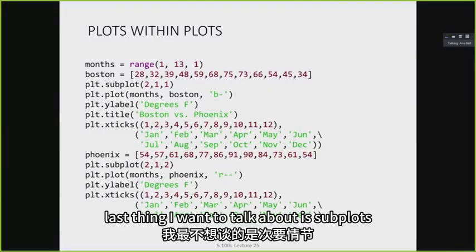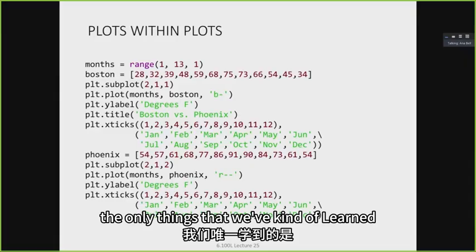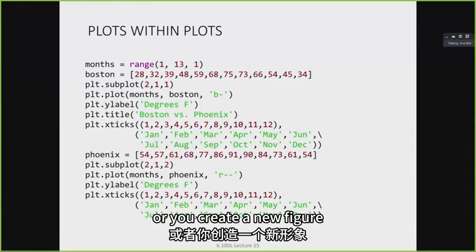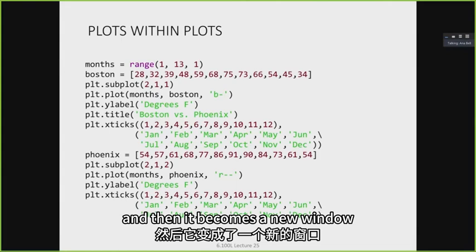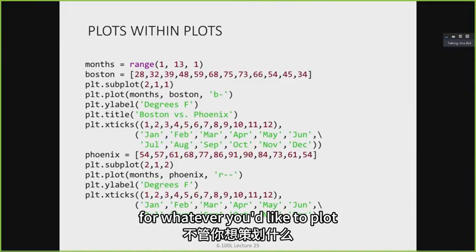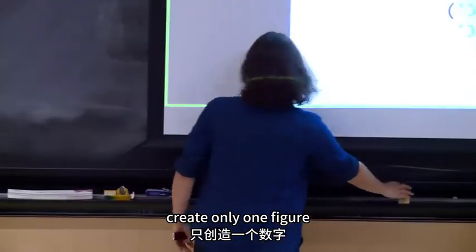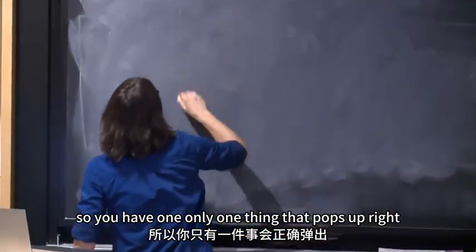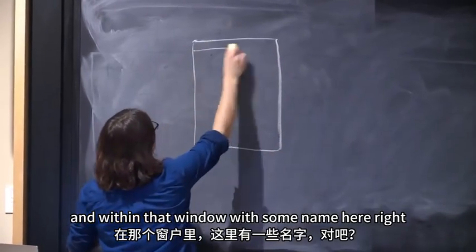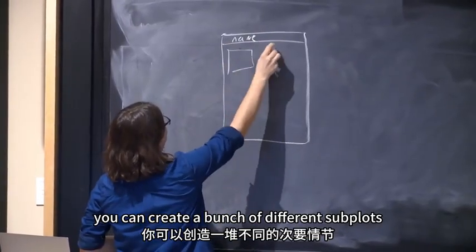Cool. Last thing I want to talk about is subplots. So right now, the only things that we've kind of learned about plotting is you either plot every line that you have on one figure, or you create a new figure and then it becomes a new window that you have to kind of switch between for whatever you'd like to plot. Oftentimes, what's really nice to do is to create only one figure. So you have only one thing that pops up, right? Like one window. And within that window, with some name here, right? And within that window, you can create a bunch of different subplots, right?